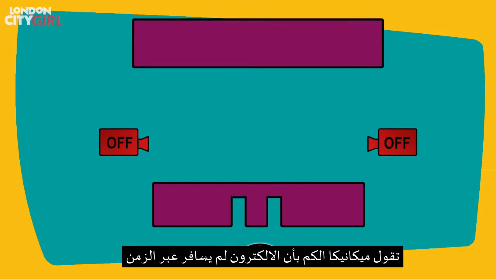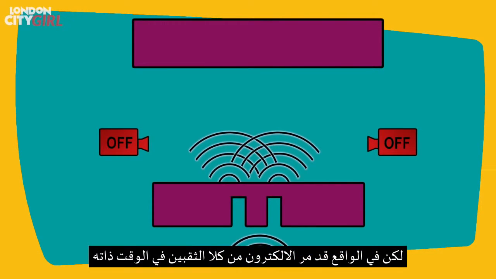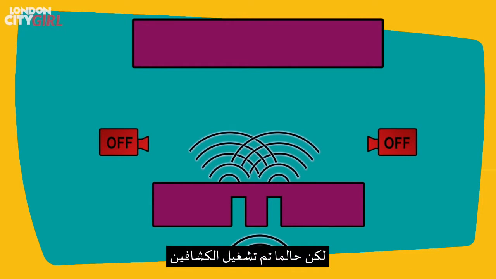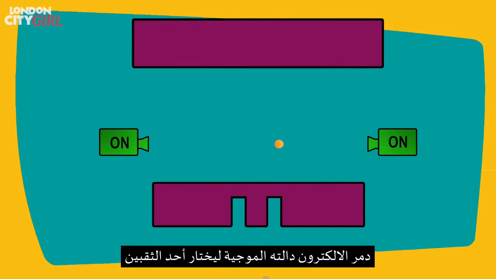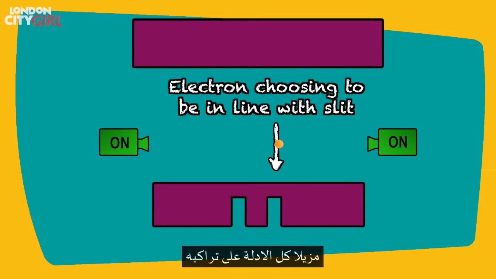Well, quantum mechanics says that the electrons did not go back in time, but that they did in fact go through both of the slits at the same time, but that as soon as the detectors were switched on, the electrons collapsed their wave functions, choosing to be in line with one or other of the slits and erasing all evidence of their superposition.